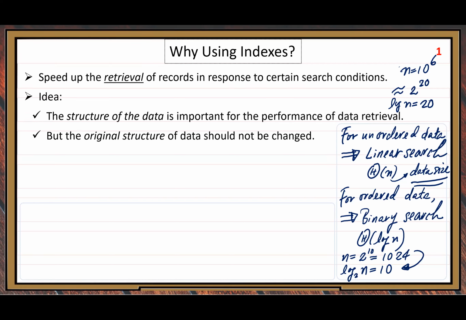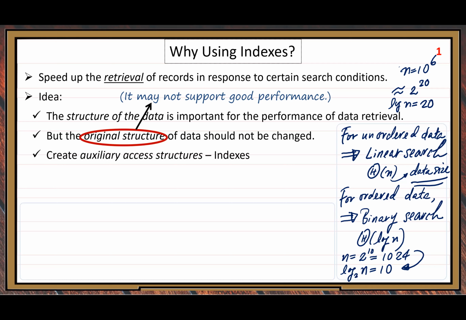Another point. The original structure may not support good performance because you can only do linear search, right? So it won't be fast. Usually it's not ordered. So we need to add auxiliary supporting files, physical files, not virtual files. Physical files, all right?